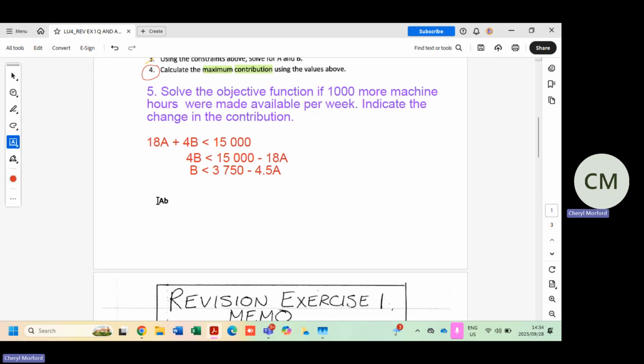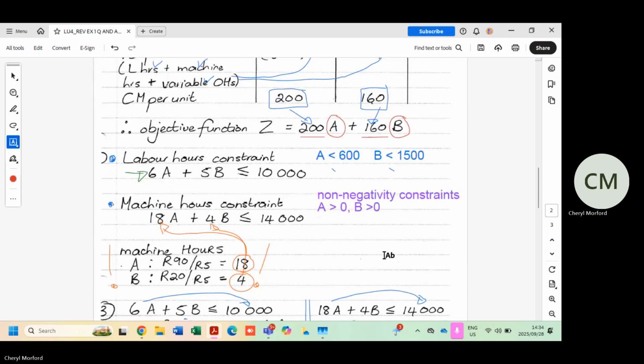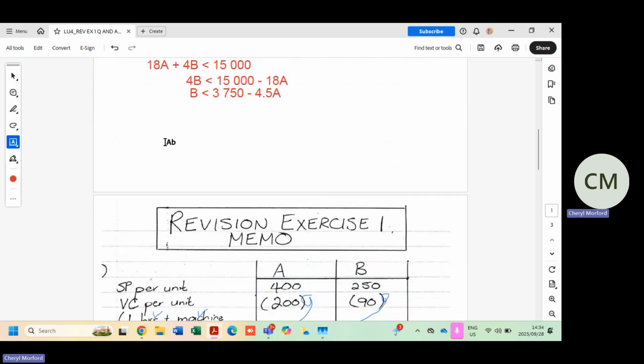The labor hours remains the same. So I'm going to do just like I did here in part number 3. I'm going to use the same inequality on the left-hand side, but I'm going to use the new one on the right-hand side. So I'm going to equate those two with each other. And let's just type that over here. It's going to be 2,000 minus 1.2A. I'm going to set that equal to the 3,750 that we just found minus the 4.5A.